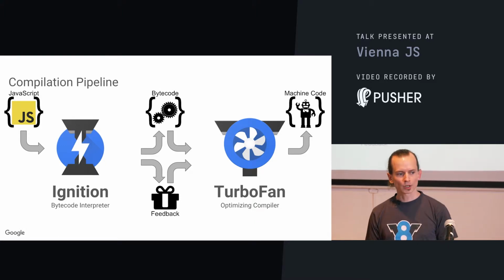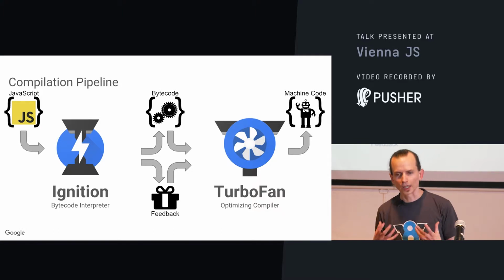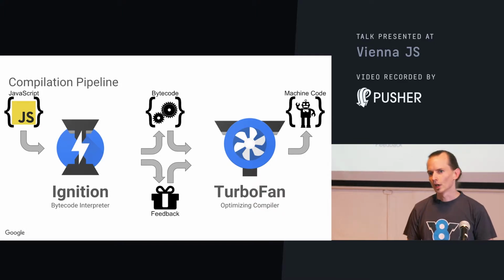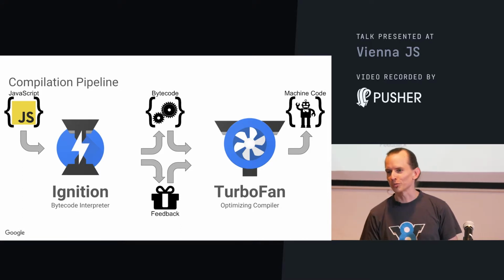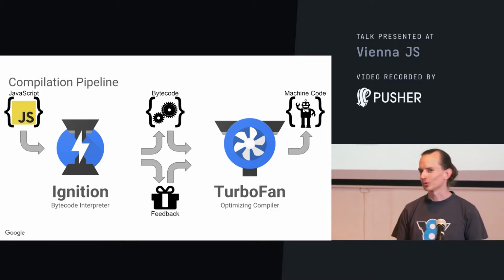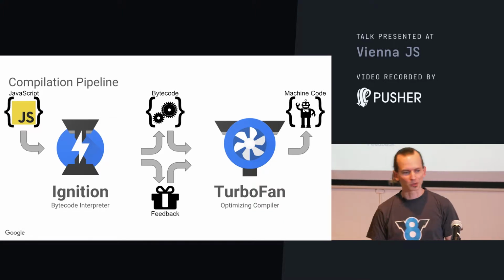And what Turbofan generates is actual machine code. It's actually natively running on the processor and hopefully gets almost close to native speed. So that's basically the holy grail of the compilation pipeline, to approach native speed.